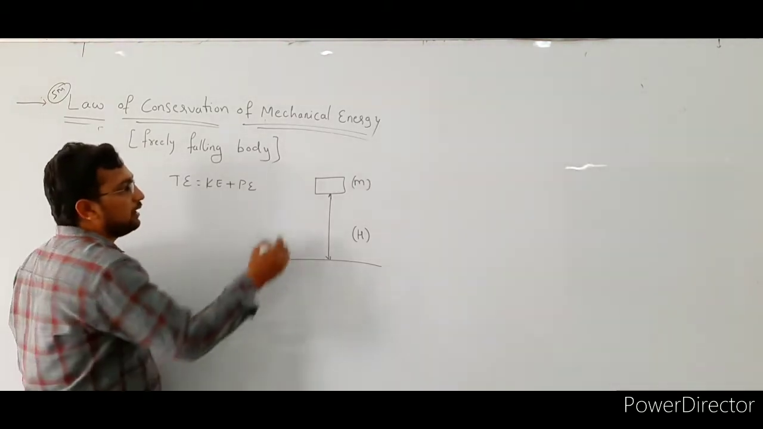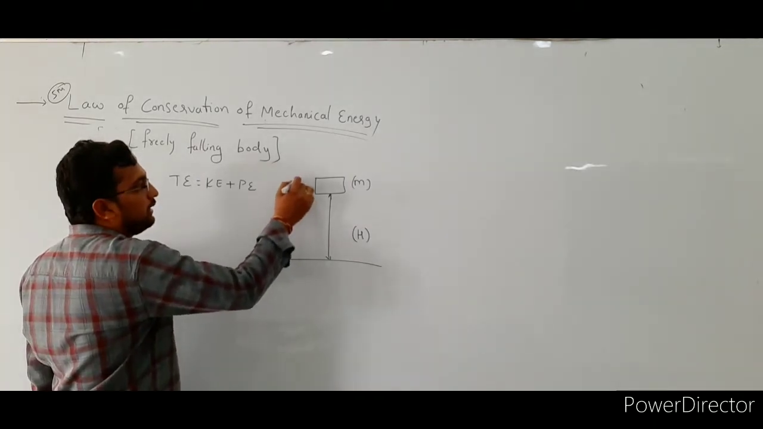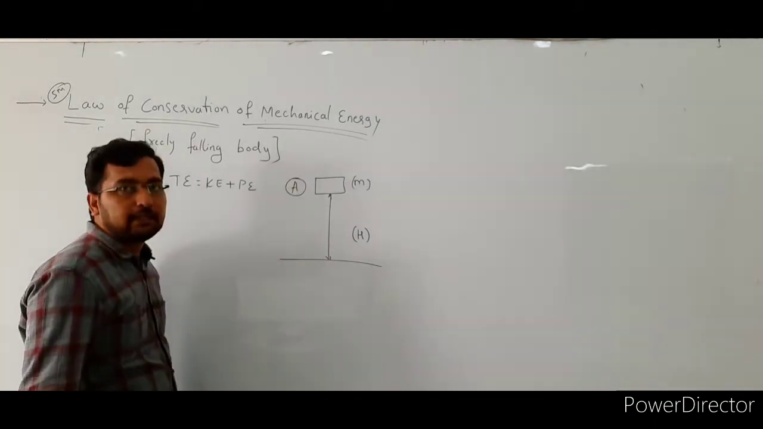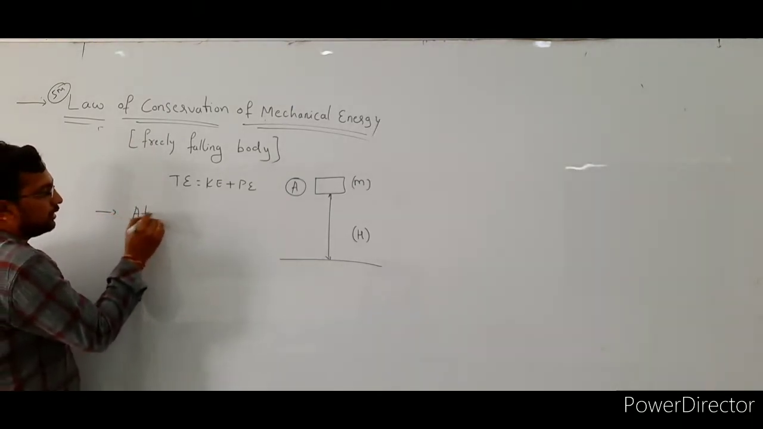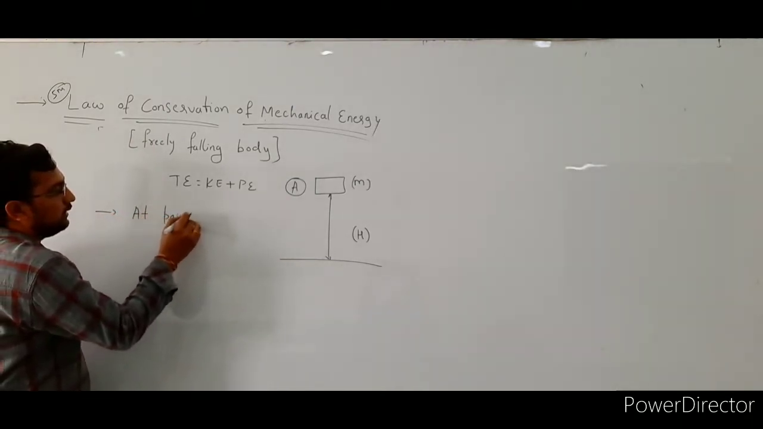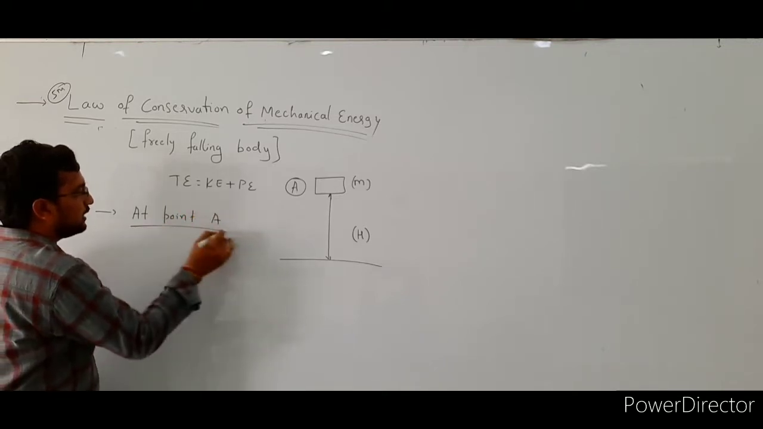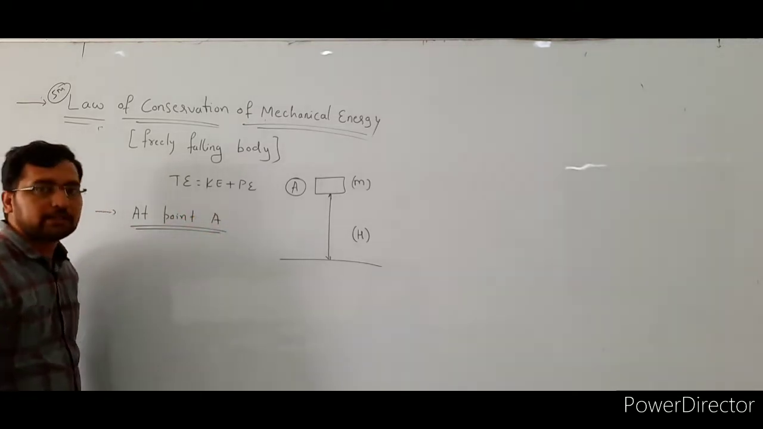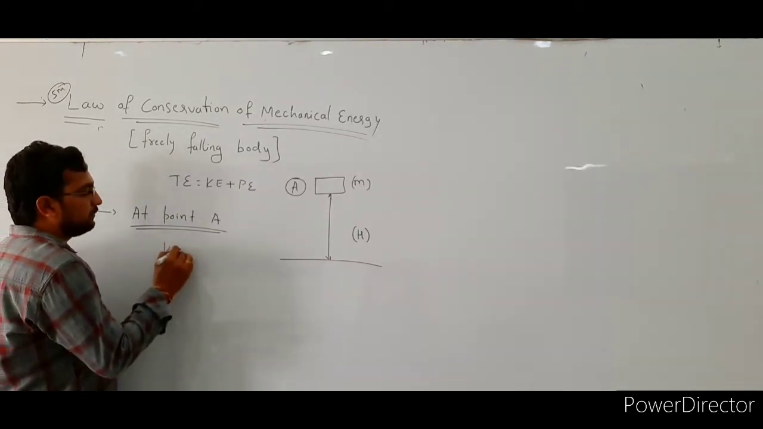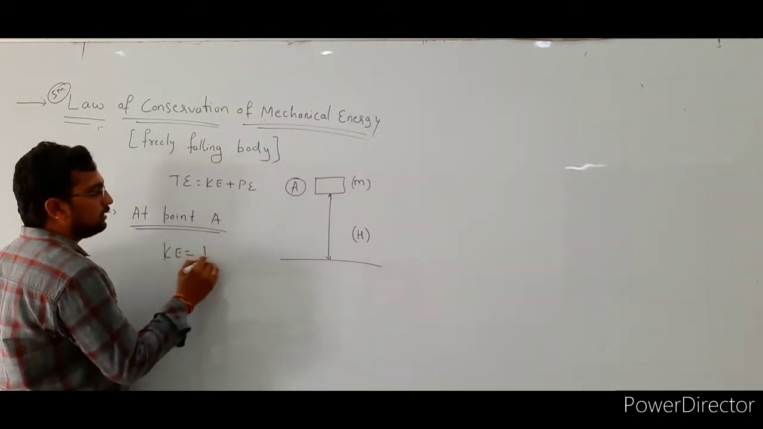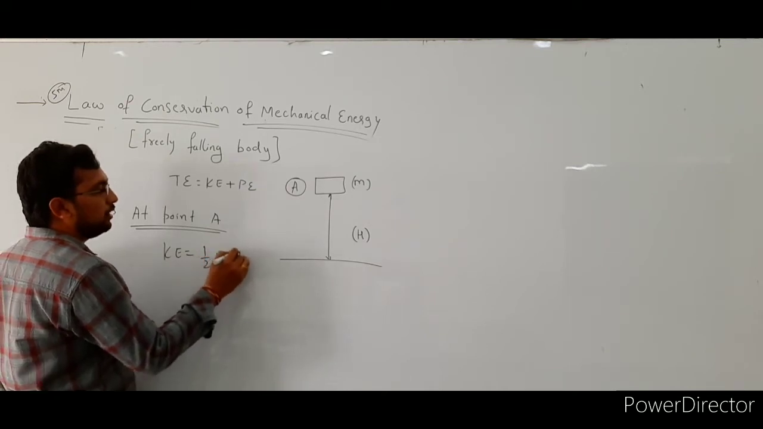Consider this is a point A. Here at point A, we are going to find out the kinetic energy and the potential energy. The kinetic energy at point A is 1 by 2 m into v square.